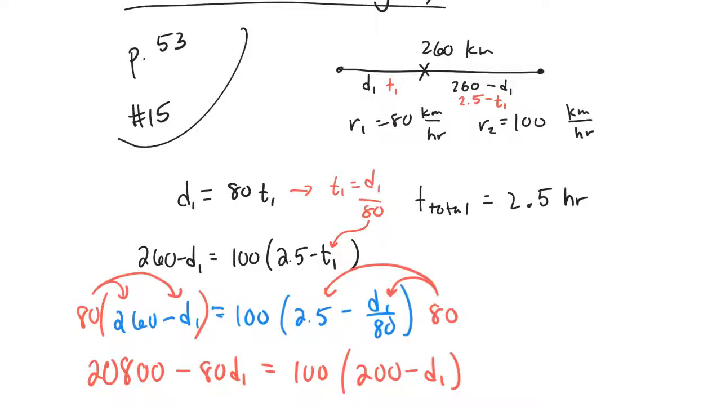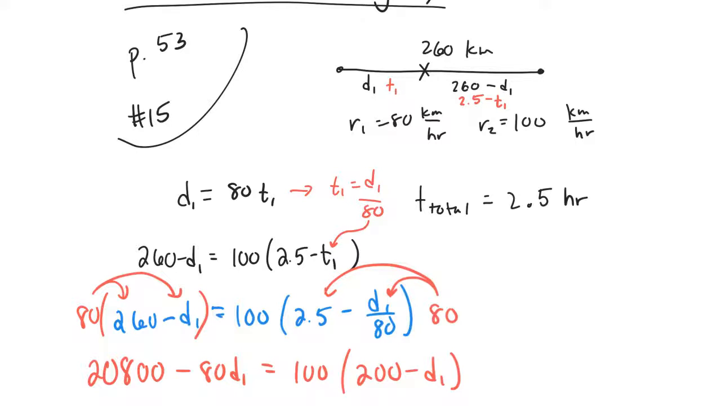When I was doing this, I got a negative answer, and I still don't see how you get a positive answer. Let's see. This is going to be a negative 100 over here, right? Negative 100d. When I add that over, it makes it a positive 20d over here. This is going to be 200 times 100, which would be 20,000. 20,000 minus 20,800. You're right, that is going to be negative.